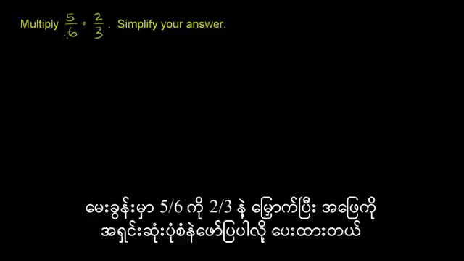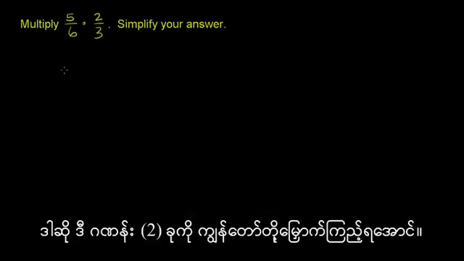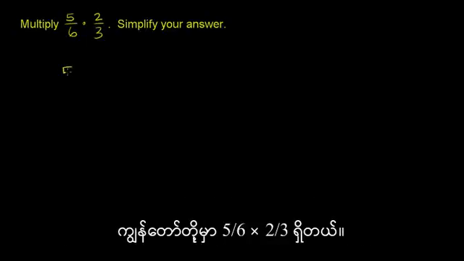We're asked to multiply 5/6 times 2/3 and then simplify our answer. So let's just multiply these two numbers. So we have 5/6 times 2/3.